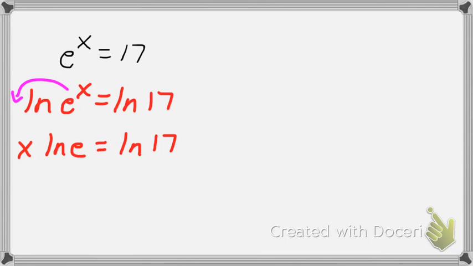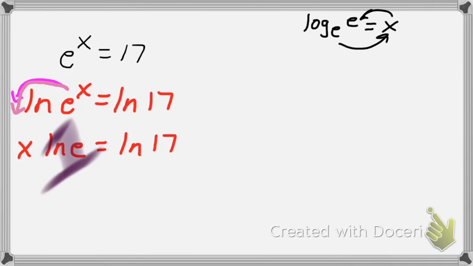The natural log of e, and you should learn this, is always 1. Why? Because the natural log of e is log base e of e, and anytime those two numbers are the same in a log, the answer is 1. So log base 10 of 10 is 1. Log base 5 of 5 is 1. Because if you think about it, e to what power is e? 1.